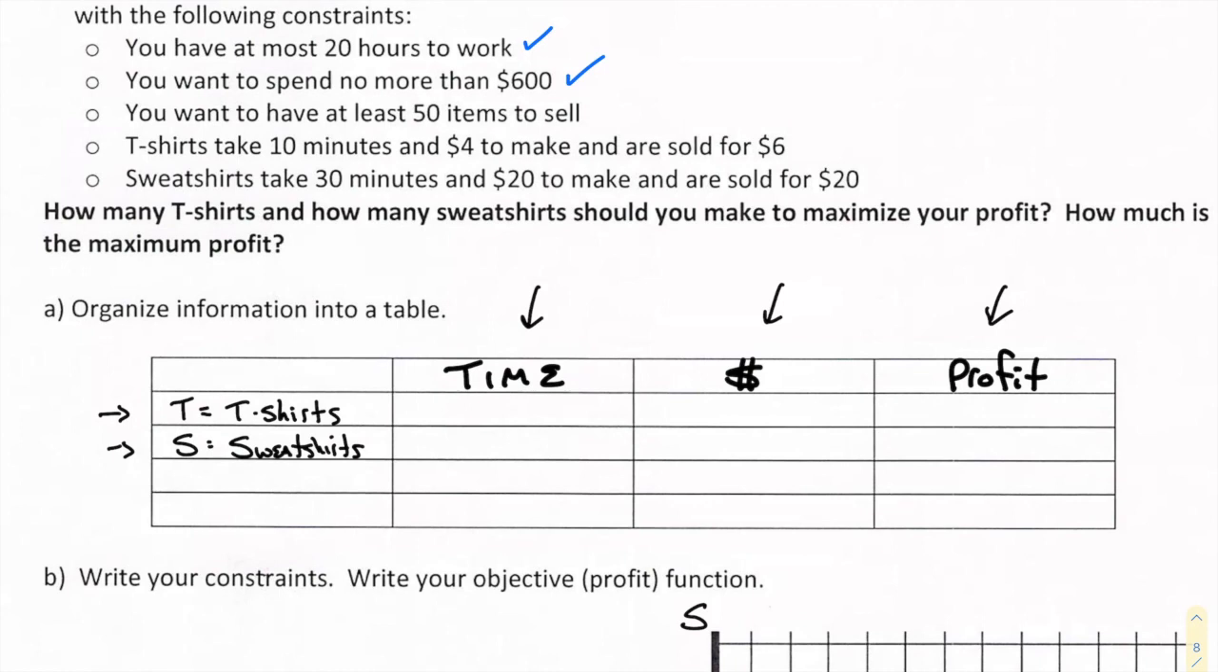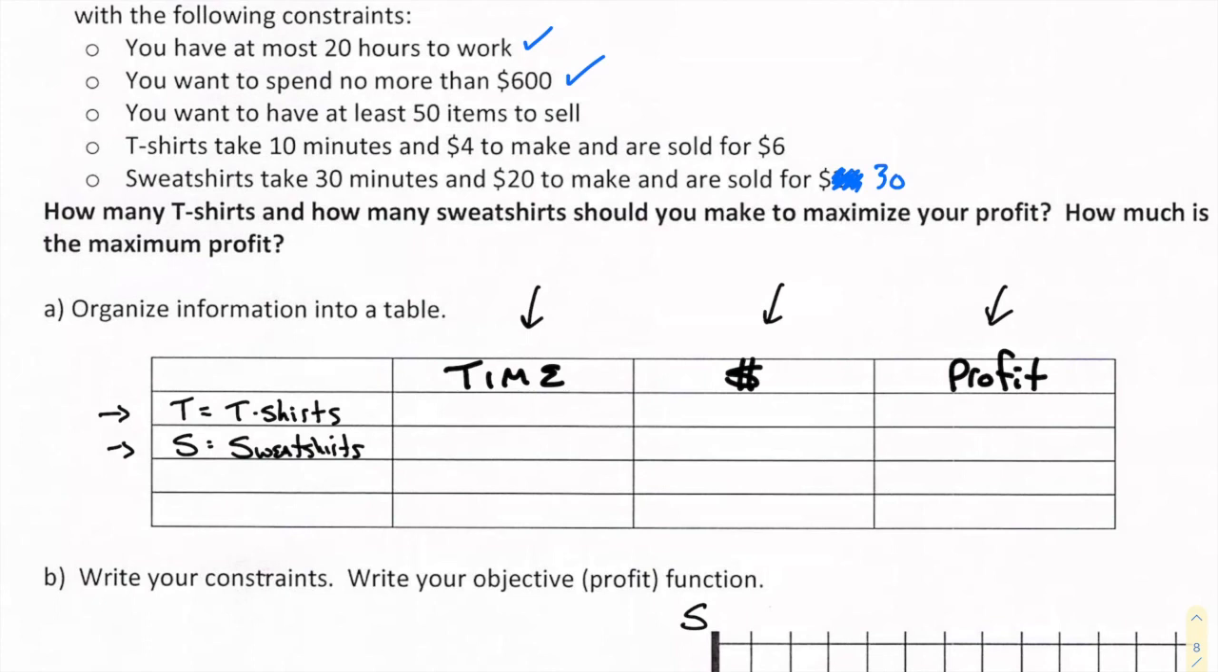T-shirts take 10 minutes and $4 to make and are sold for $6. Sweatshirts take 30 minutes and $20 and are sold for $20. There's a typo here. This should be 30. It wouldn't make any sense to sell them for the same cost it takes to make them. How many t-shirts and how many sweatshirts should you make to maximize your profit? And what is that maximum profit? There's a maximum amount of money that you can make in this scenario, and how many of each item do you need to sell to maximize your profit? So let's go ahead and see what we can do here.